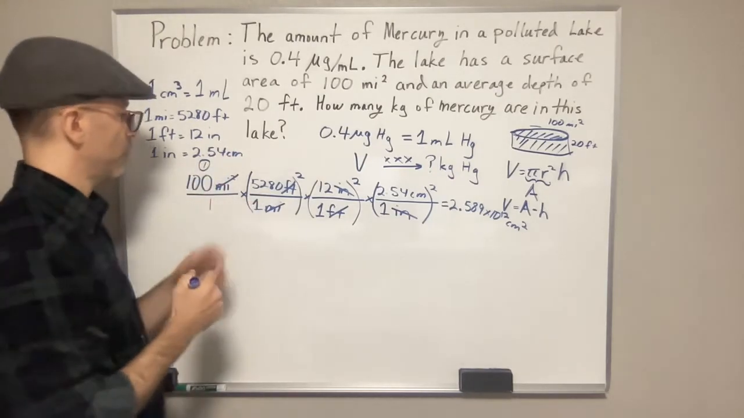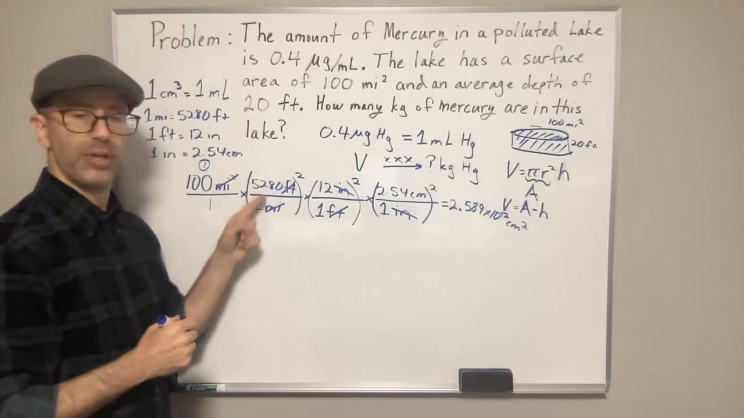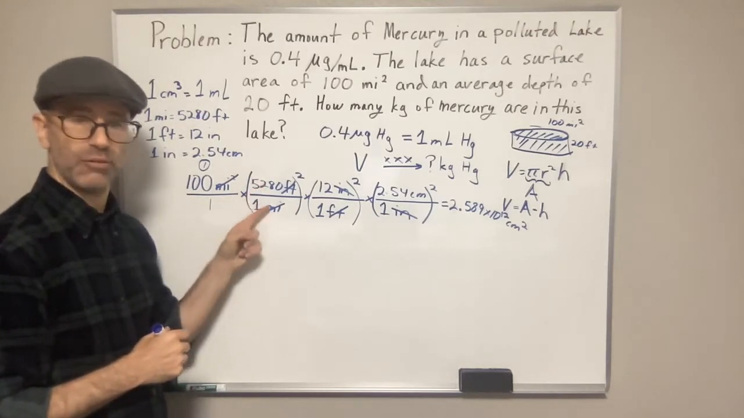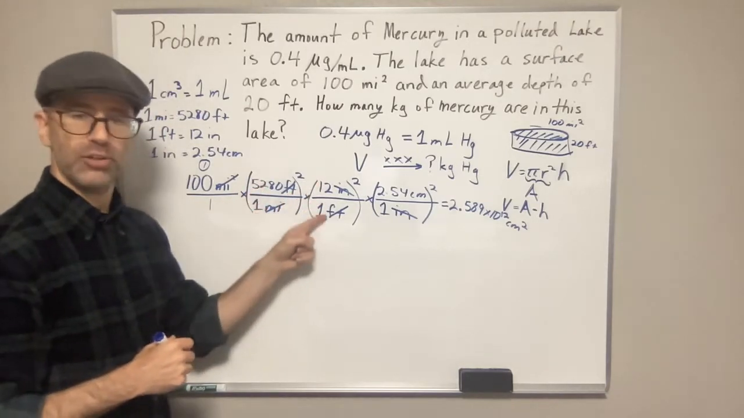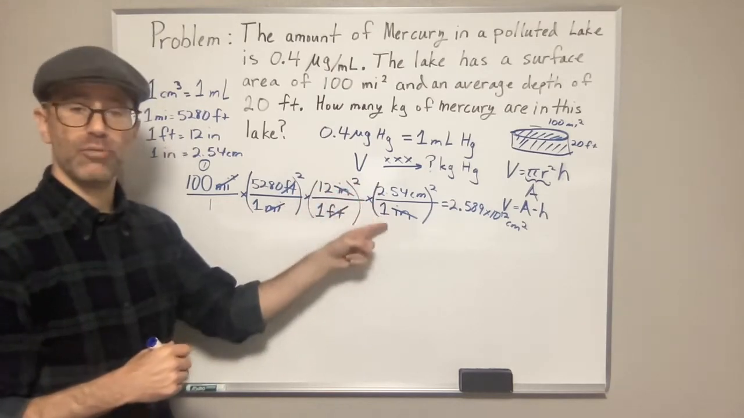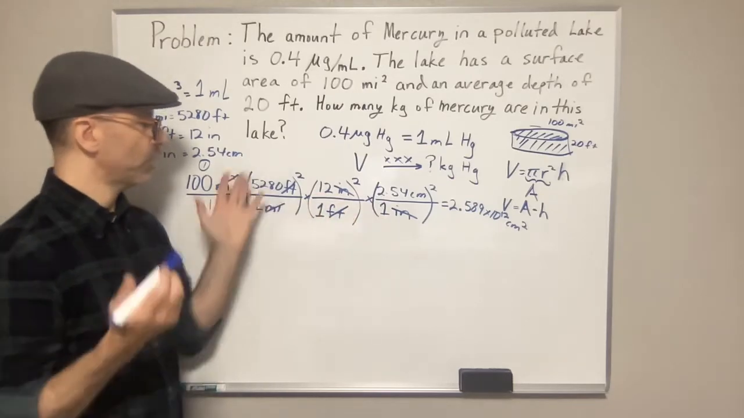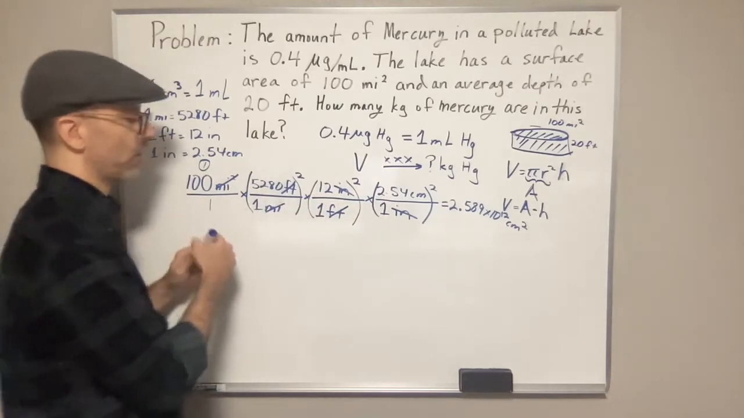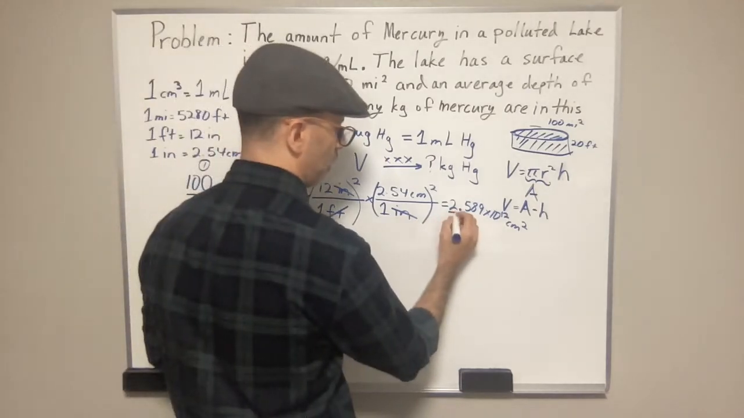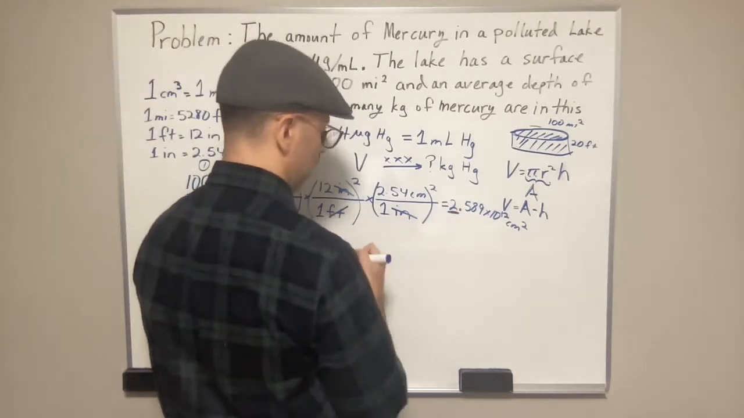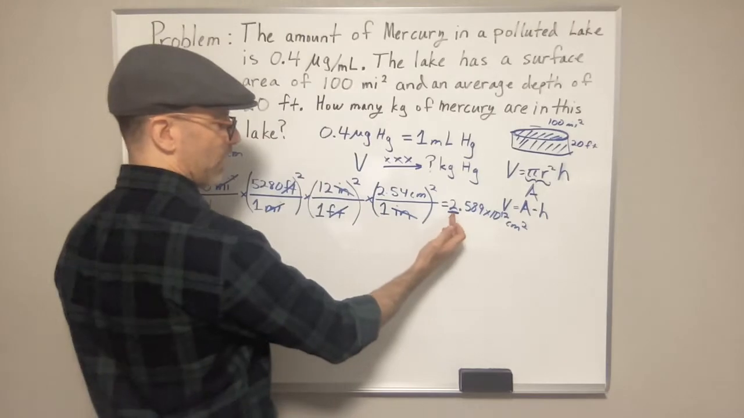This is true by definition. This is exact, so that's infinite sig figs. This is true by definition, so it's exact. So all of these are exact, and we ignore them. That means that your answer is only allowed one sig fig. So we can only go up to that number there.